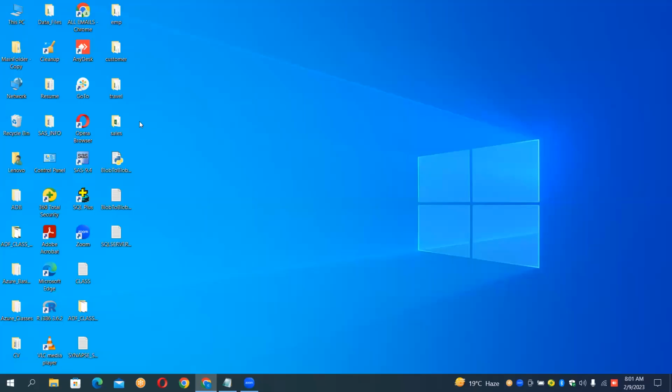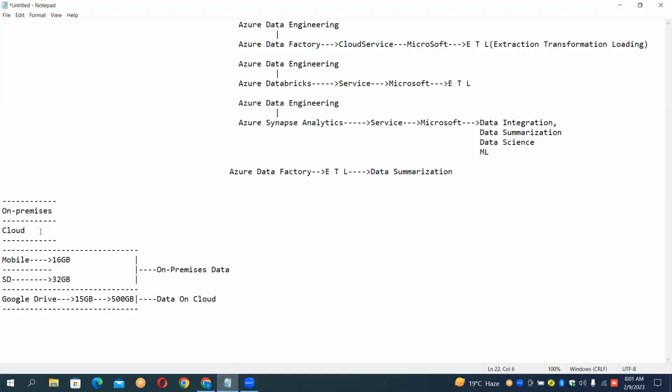If I load the same data into the Google Drive, then it will become data on cloud. So here we have two things: on-premises data and cloud data. Yes, guys, is everyone following? Please tell me. Yes, sir. So these are the two things you have.